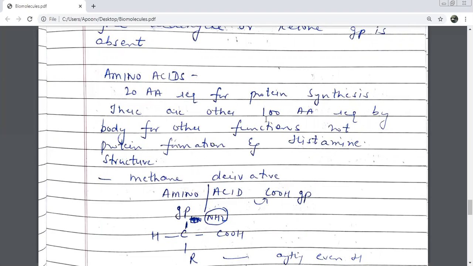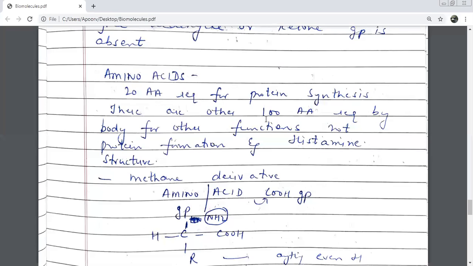And how many amino acids more are needed for normal functioning of the body? They are not involved in protein synthesis at all. How many? 100 amino acids. And which example I've just given you? Histamine. See, I'll tell you why histamine is important. Histamine is a very important part of the immune system of your body. We had mast cells, histamine. This increases the permeability of your capillaries to white blood cells, and then it allows them to fight against the pathogens.